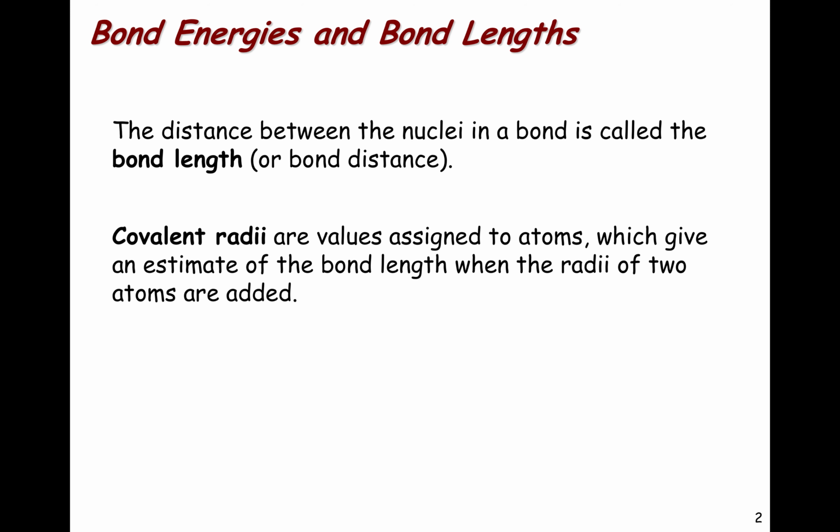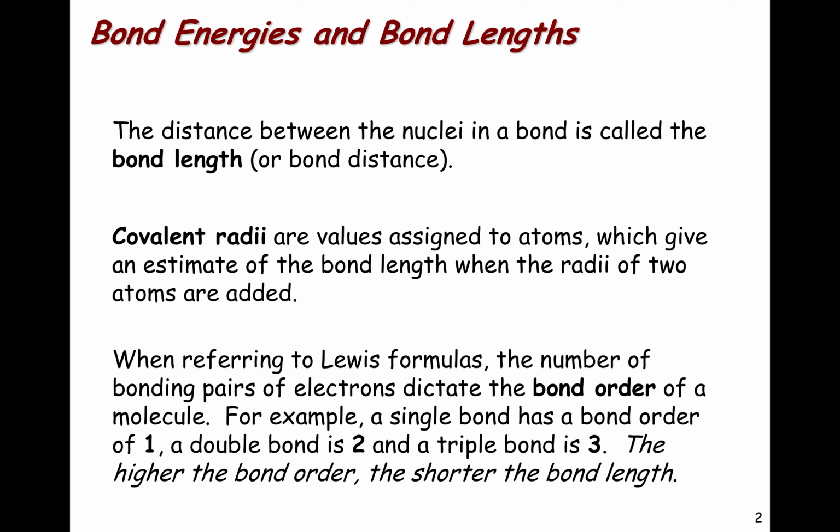A covalent radius is the size of an atom in which the atom is attached or bonded to another atom in which there is a purely covalent bond. The radii of the two atoms can be added together, and that should equal the bond length.